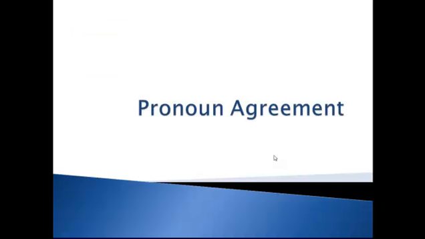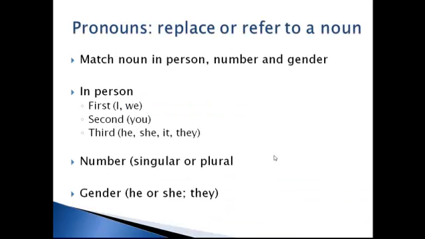Now let's shift our focus to pronoun agreement. Pronouns replace or refer to a noun. They match in person, number, and gender. In person, as we discussed earlier, we have first person, I or we, second person, that is you, or third person, he, she, it, they, pronouns like that. In number, pronouns are either singular or plural. And in gender, they're either male or female in the singular form, or in the plural form, they're neutral.